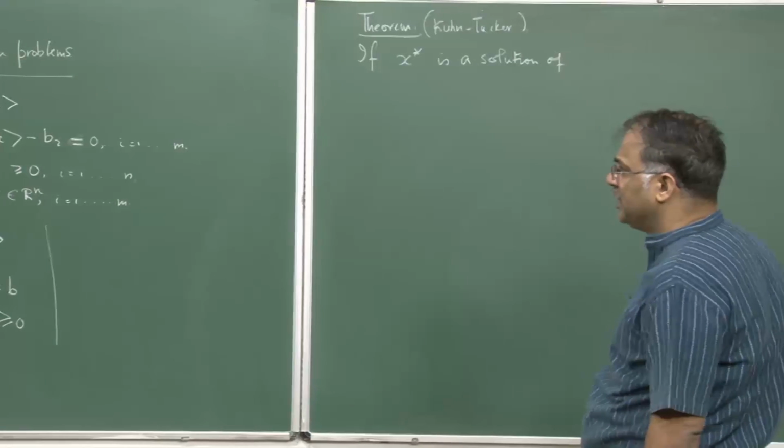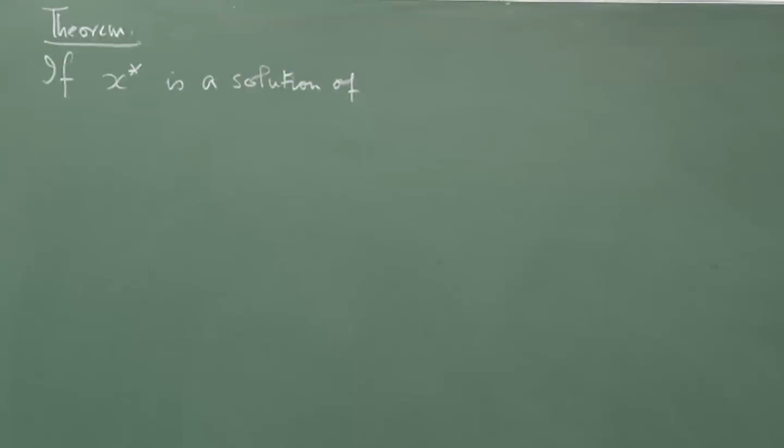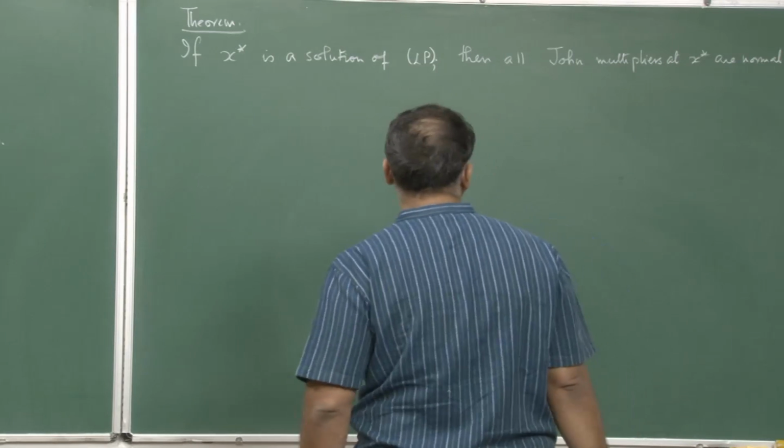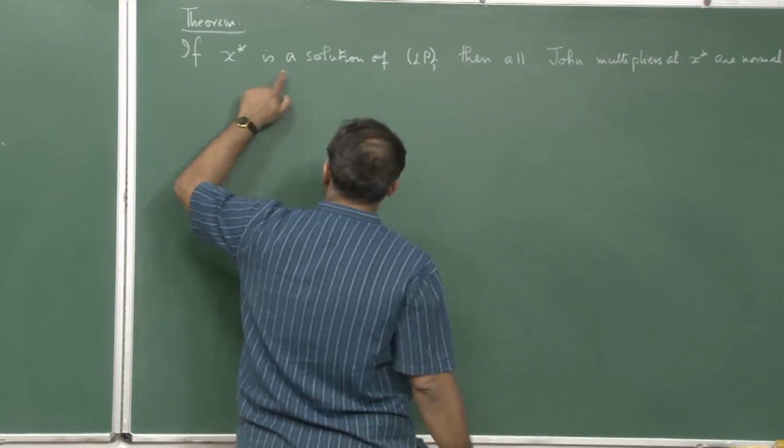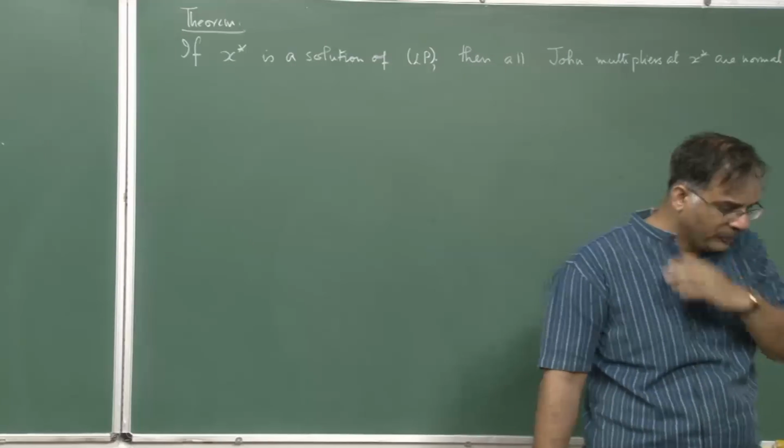So, this was known to Kuhn and Tucker. So, okay, I would not put it there like that. I think historically it may not be a correct thing to do, but Kuhn and Tucker of course knew this fact. So, I have written down the result, which will say that if x star is a solution of LP, then all John multipliers at x star are normal.